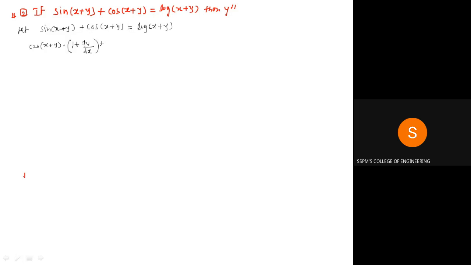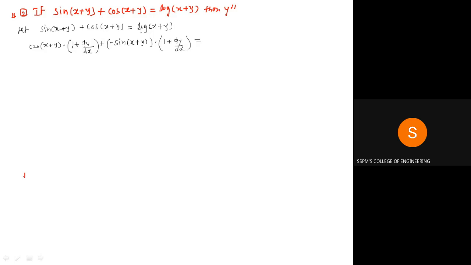Plus, yes, the derivative of cos is minus sine of x plus y, and once again you find the derivative of the term in the function with respect to x. So what is the derivative of x with respect to x? It is 1. Alright. Now what is the derivative of y? It is dy by dx. That is equal to. So those methods you apply here in the first two terms to get the differential.